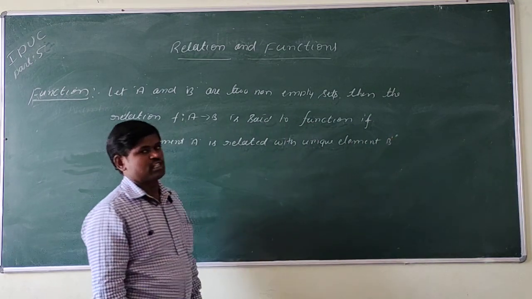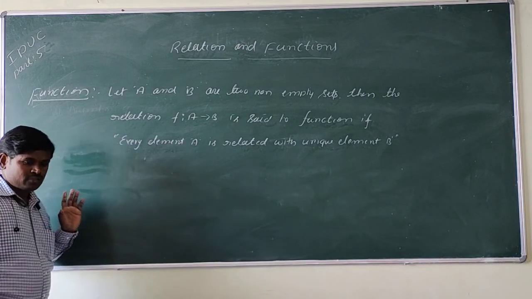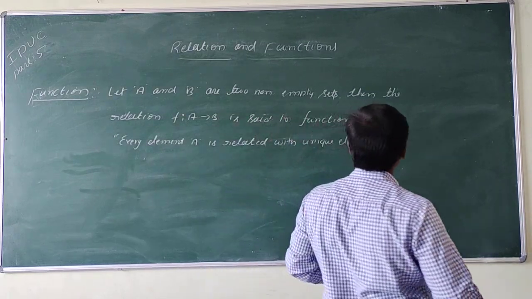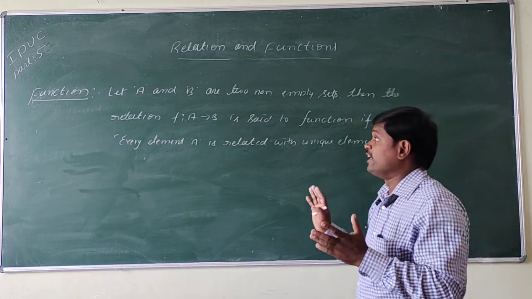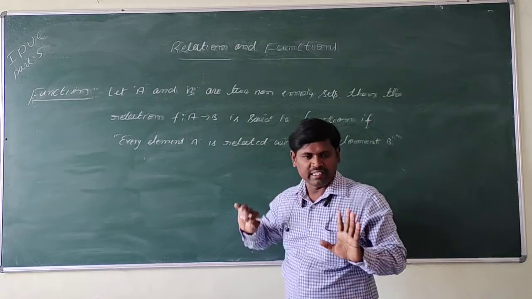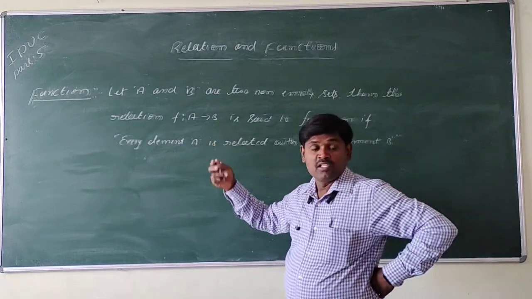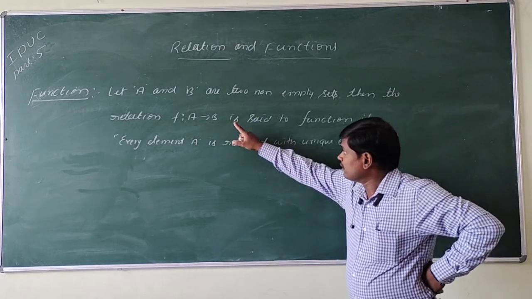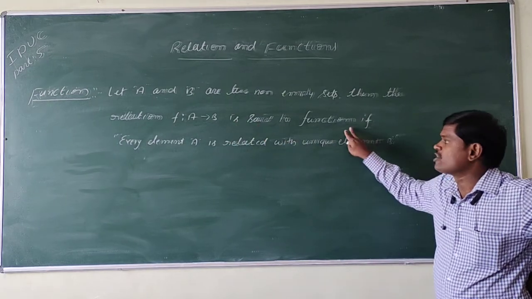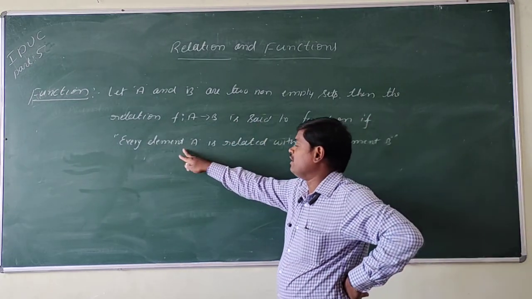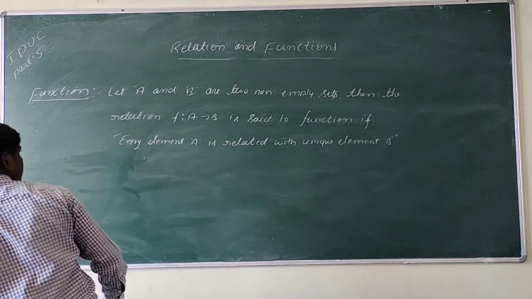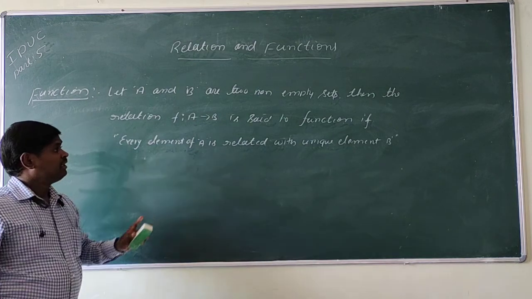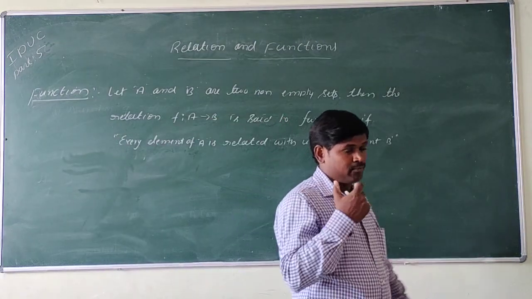This is the definition of a function. Once again, let A and B be two non-empty sets. Then the relation f, a mapping from A to B, is said to be a function. What is the condition? If f, mapping from A to B, is said to be a function, then every element of the set A is related with a unique element of B.